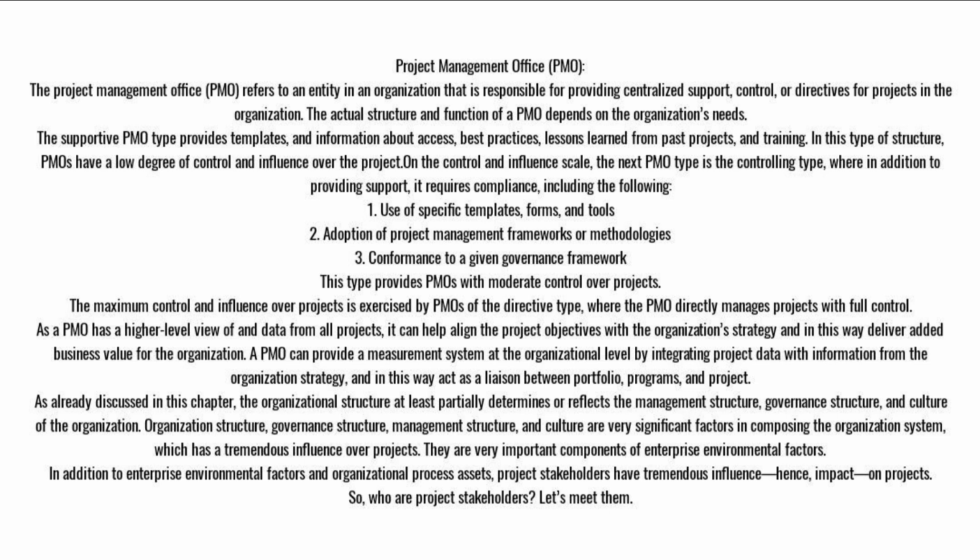On the control and influence scale, the next PMO type is the controlling type, where in addition to providing support, it requires compliance, including the following. 1. Use of specific templates, forms, and tools. 2. Adoption of project management frameworks or methodologies. 3. Conformance to a given governance framework. This type provides PMOs with moderate control over projects. The maximum control and influence over projects is exercised by PMOs of the directive type, where the PMO directly manages projects with full control.